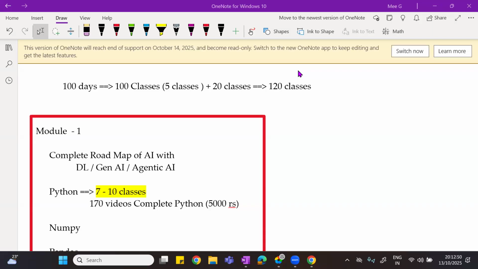Pradeep, is there any morning batches? No, Pradeep, as of now, we don't have any morning batches, at least for 1.5 months.